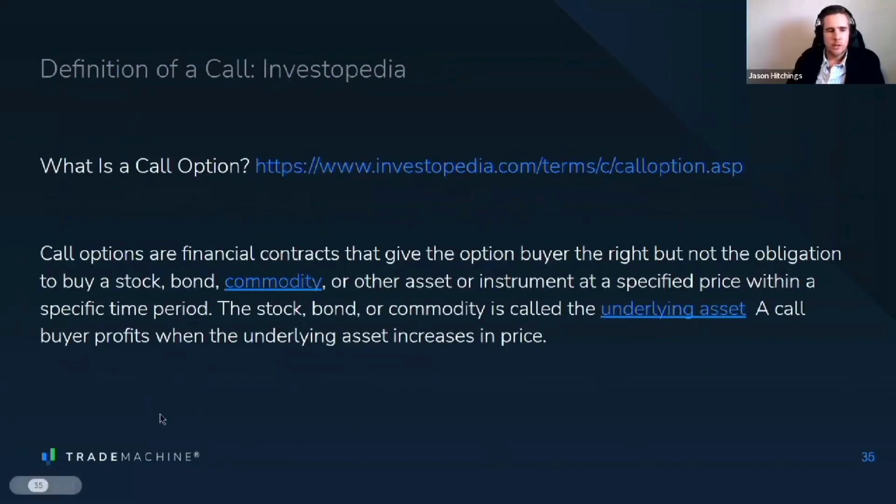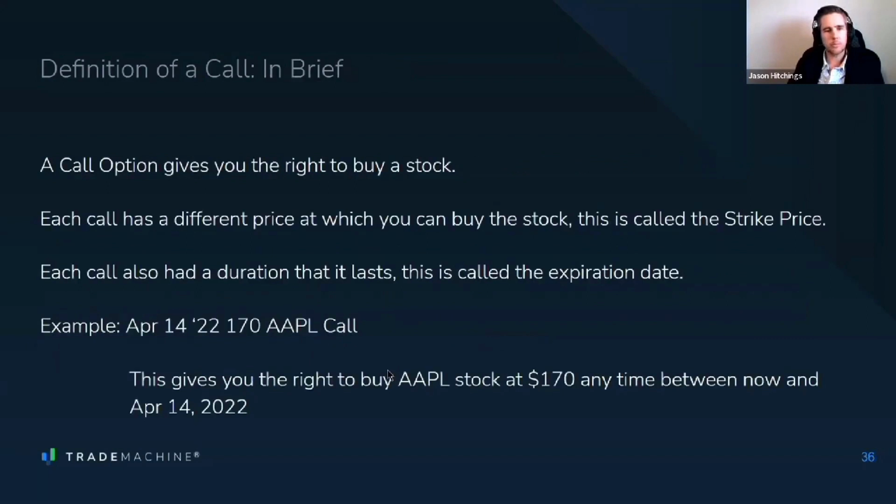So if you wanted to dive into just the pure definition of call, this is it. It's pretty dry, but call options give you the right to buy without the obligation an underlying asset. We're going to be talking about the stock today at a specified price within a specified period of time. It's called a call because you can call the asset away from someone, and whatever you're able to call away is called the underlying. In our world, it's a stock or an ETF. So a call option is giving you the right to buy a stock. And each different price that you can buy at, whether it's buying at 10 or 100, those are called the strike prices.